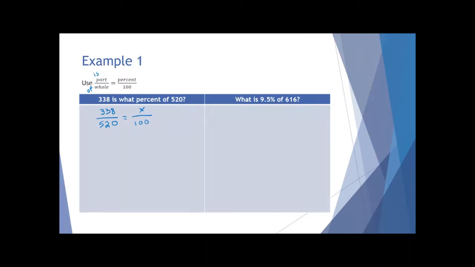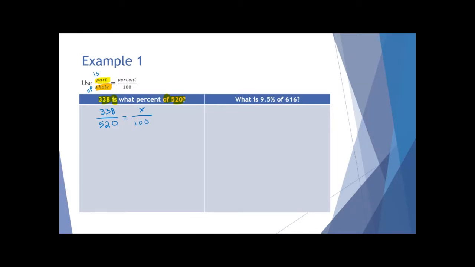So using this form, it's really easy to translate and figure out where everything goes, because the "is" always goes on the top, and then what goes with the "of" always goes in the bottom, and then the percent always goes where it's labeled percent. So it's really hard to mess up the setup if you use a proportion like this.